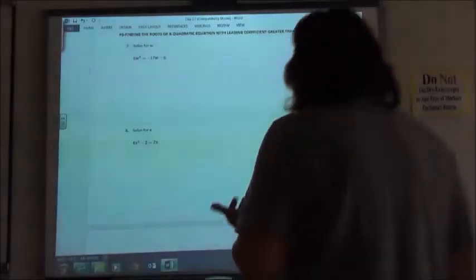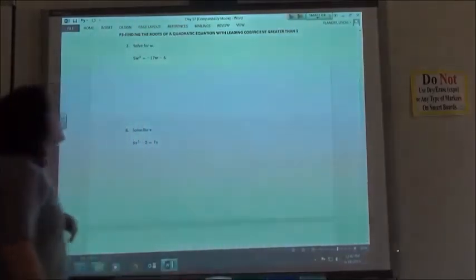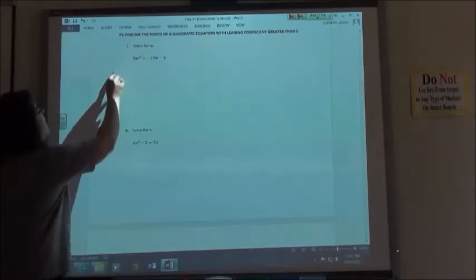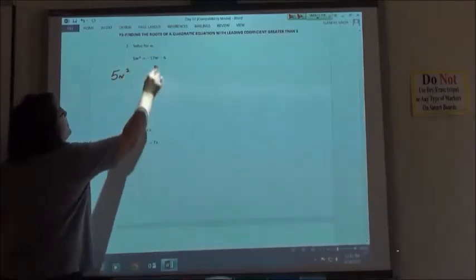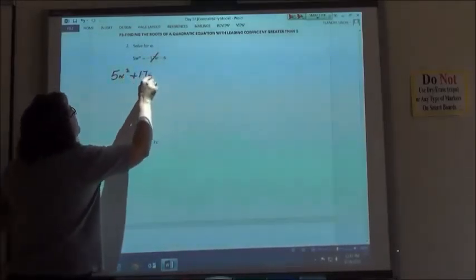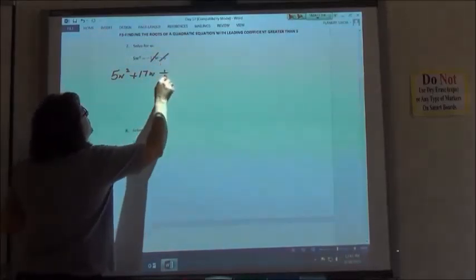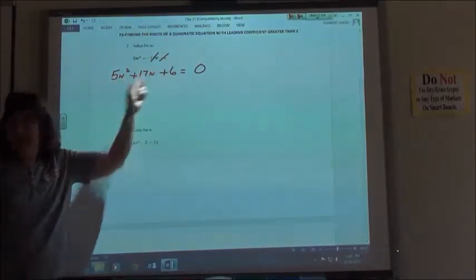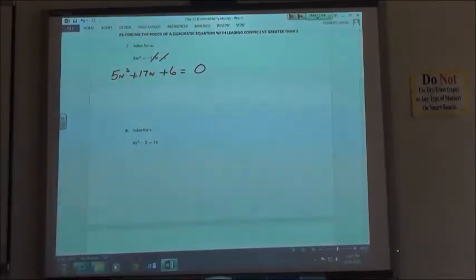So in the next ones, they're going to give you quadratic expressions that are not set equal to 0. So we want to make sure we set them equal to 0, that we leave our squared term positive. We've never factored anything with a negative something squared. And then that we have it in the right order. So when I move this over here, I'm going to have a positive 5w squared. This has to move, so it's going to be positive 17w. That has to move, so it's going to be plus 6 equals 0. And I have it in what's called descending order, or the best order for my quadratic expression, so that I can then factor it.